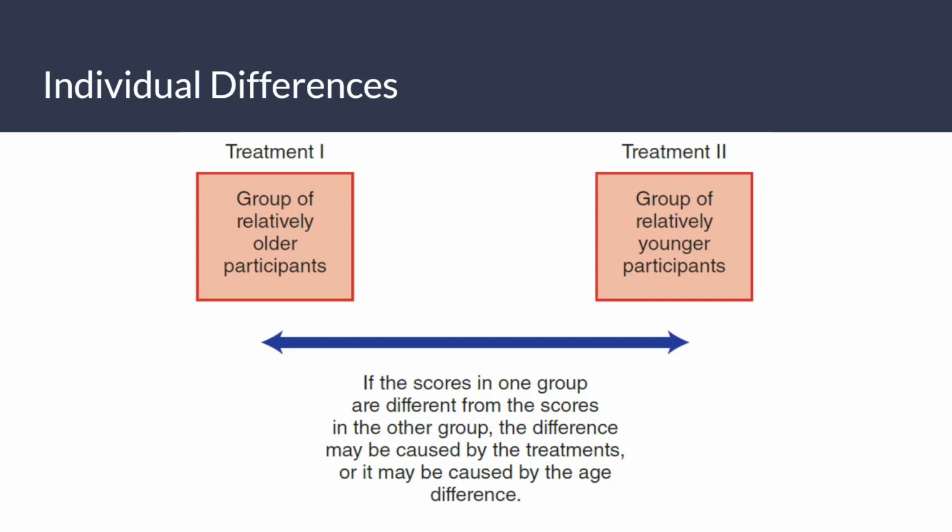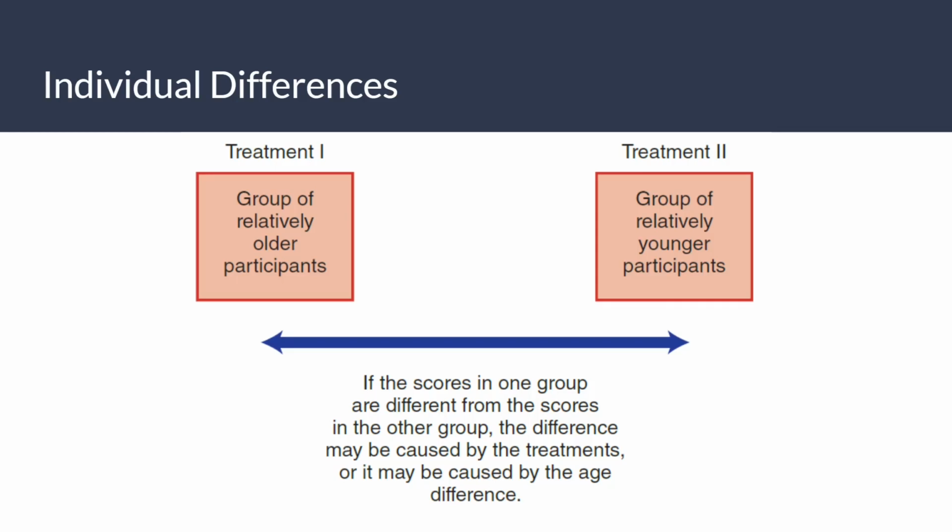If the scores in one group are different from the scores in the other group, the difference may be caused by the treatments or it may be caused by the age difference. So in this experiment, we're not really interested in age. It just so happened that the participants in group 1 are older than those in group 2. And our experiment is about the ability to learn a new application on the cell phone.